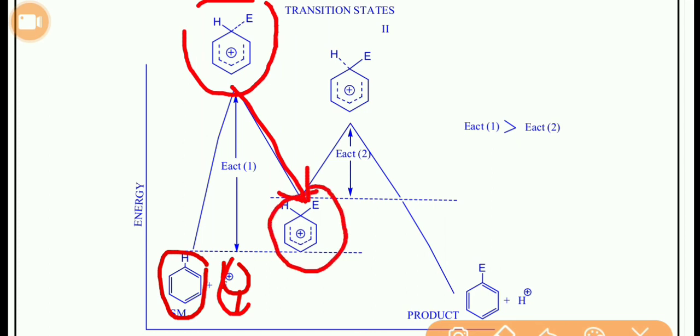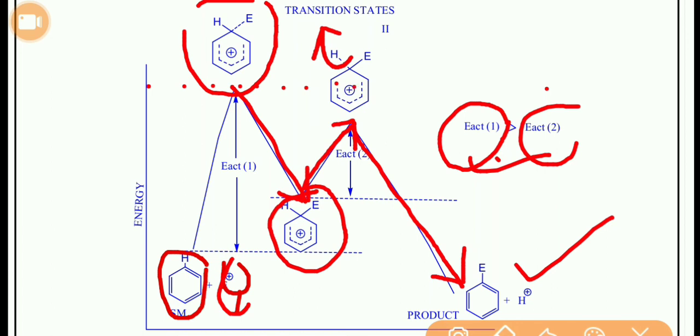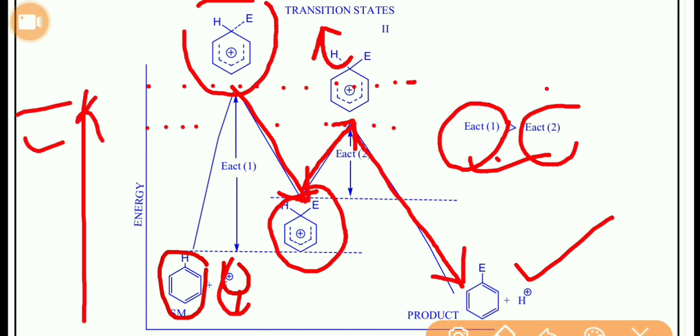Okay, so over here then it comes into the stage called the intermediate, where the bond is formed and the ring is stabilizing the charge. Then the proton is abstracted by the nucleophile, and it comes back and is called the product. The activation energy of the first step is greater than the second step, that you can see over here. There is a difference between the energies. This is E1, and this is called E2.